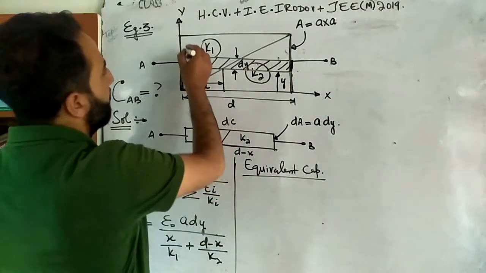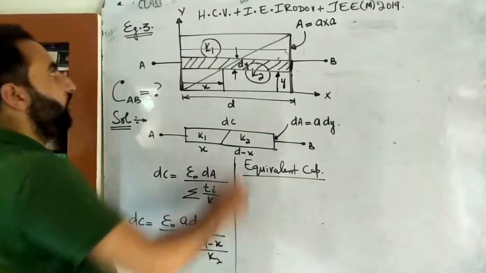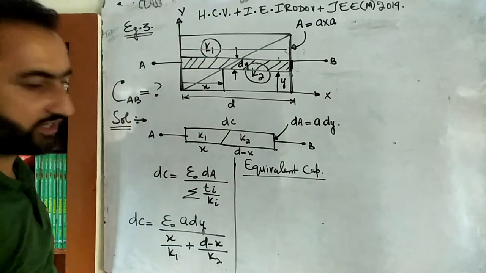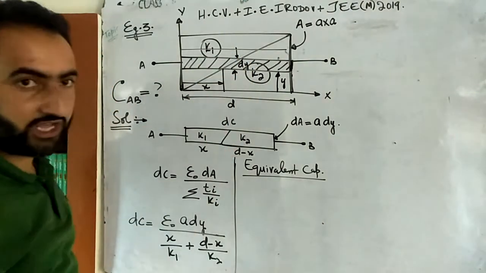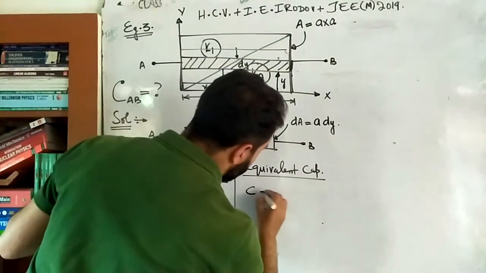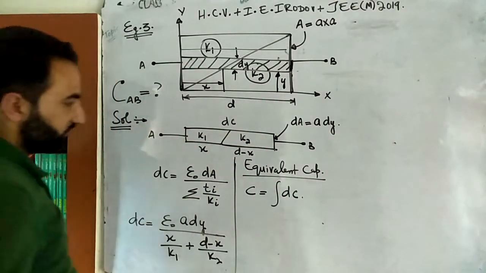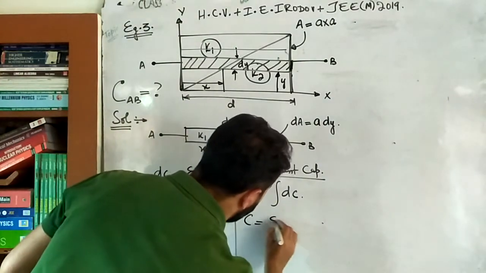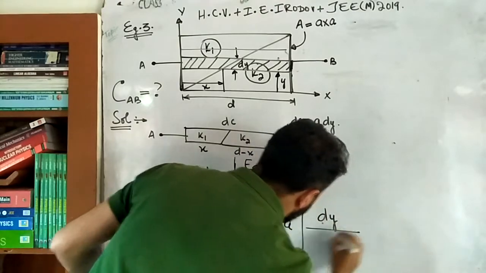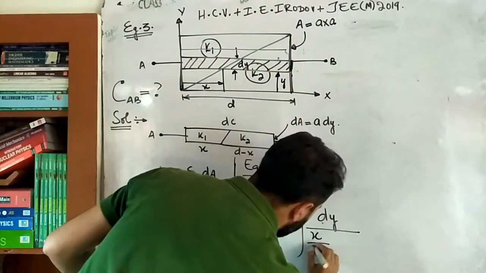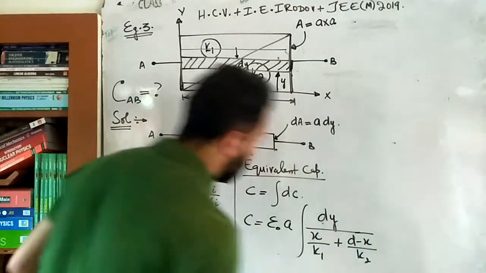Now what I will do is this. This here is one element, this another element, this another element, this another element, and so on. And all these elements are obviously connected in parallel. Okay, na beta? So elements are connected in parallel. This and this are connected in series, and then the elements are connected in parallel. When elements are connected in parallel, I will write like this: C is equal to the integration of dC. Now this epsilon naught a is a constant, so I will pull it out. So C will be equal to epsilon naught multiplied by a, then the integration of dy divided by x by k1 plus d minus x divided by k2. Okay, na beta, understood up to here?